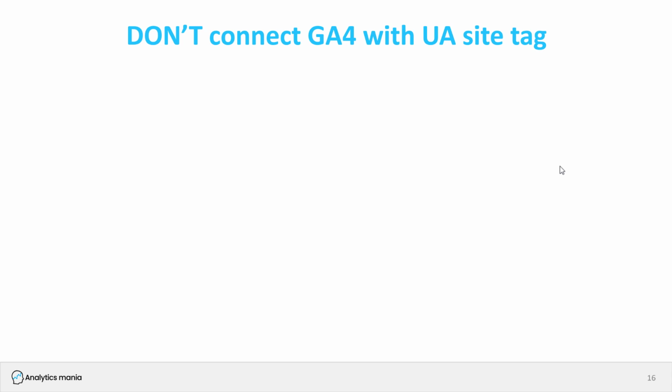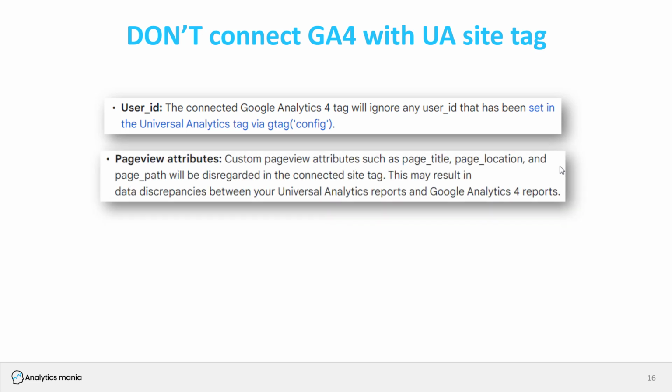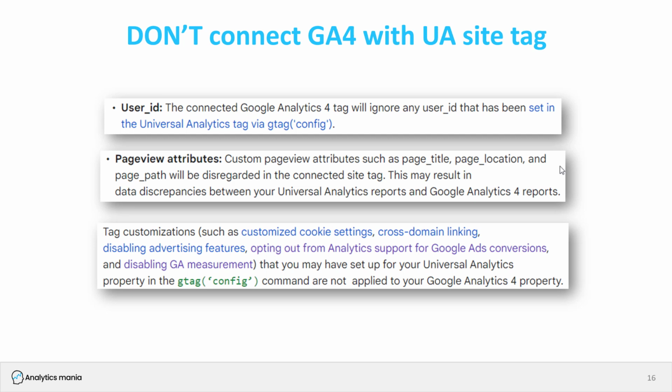In fact, if you read the official documentation of Google on the migration, then they list a lot of caveats where things that you have configured in your Universal Analytics G tag will not apply to Google Analytics 4. For example, user ID would not work, then certain page view attributes, then there are a lot of other customizations that will not apply to Google Analytics 4, even if you connect both versions.